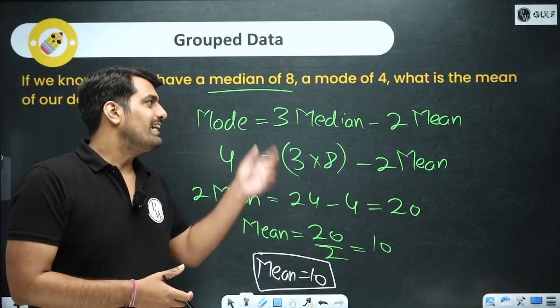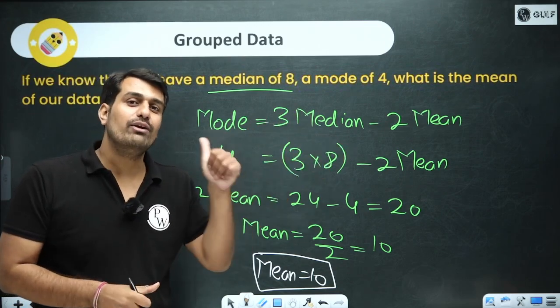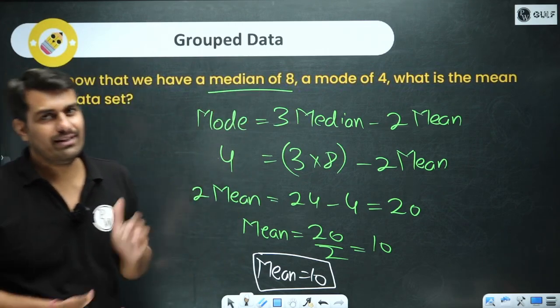You have seen that if you know any two, you can find out the third one. And this is exactly what we do with the empirical formula. By the empirical formula, for grouped data, you apply the formula and you get the result.